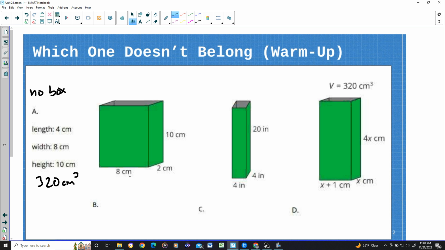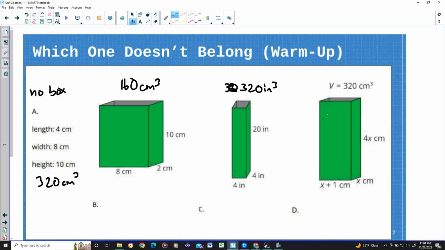And how about this box here? 16 times 10, this one's 160 centimeters cubed. This one is 320 inches cubed. Inches cubed, of course, is going to be much bigger since inches are bigger than centimeters. So this is actually the biggest box of all. Then you have this one here.